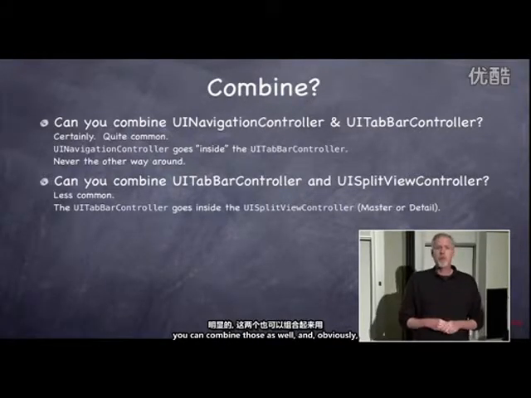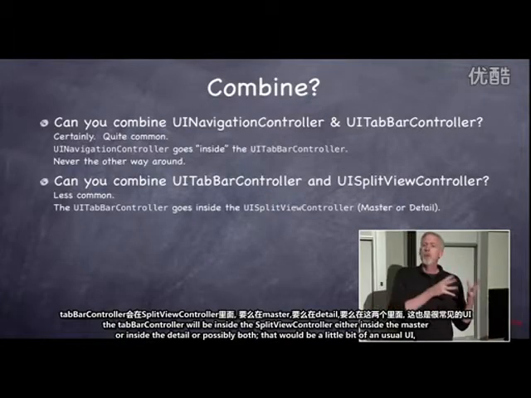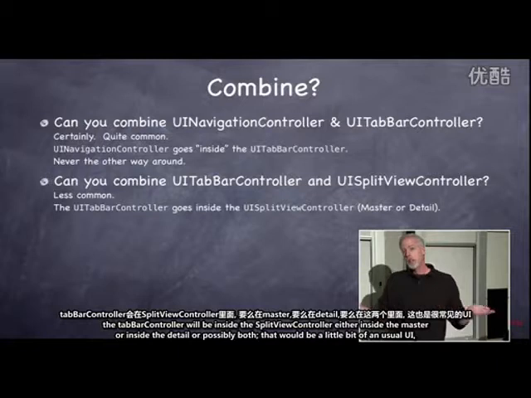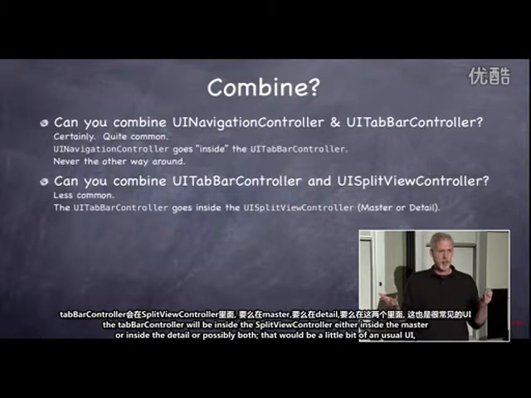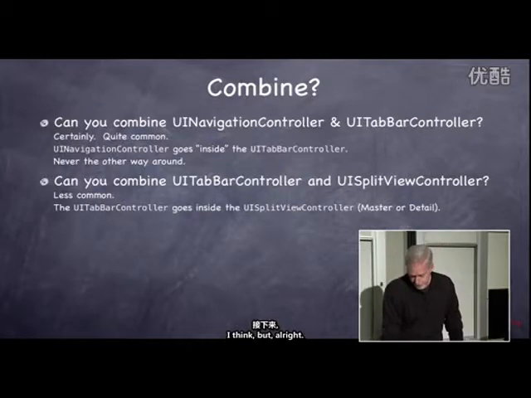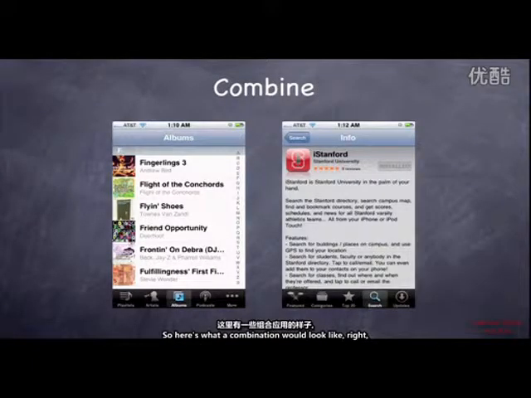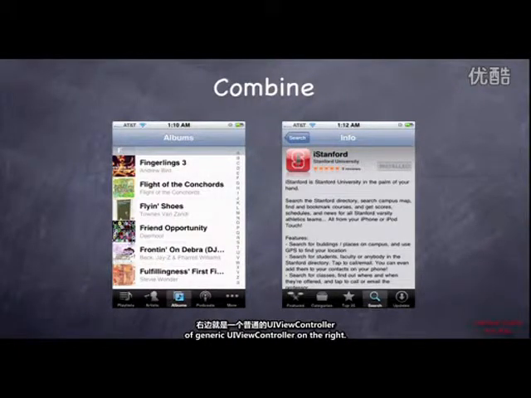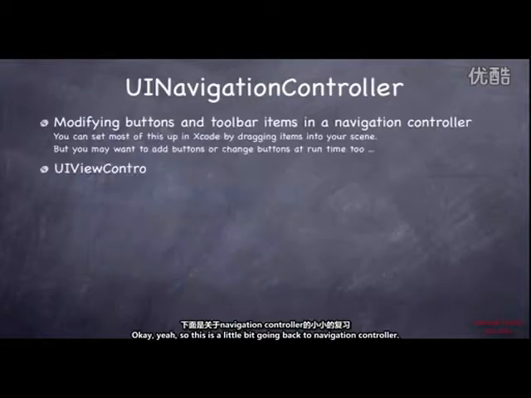How about tab bar controller and split view controller? You can combine those as well. And obviously the tab bar controller will be inside the split view controller, either inside the master or inside the detail, or possibly both. That would be a little bit of an unusual UI, I think. But, all right. So here's what a combination would look like, right? I got a tab bar, and then inside the tab bar there's a navigation controller. Right? This happens to be a table view controller on the left, some kind of generic UIViewController on the right. Make sense? You've seen that before, I'm sure.